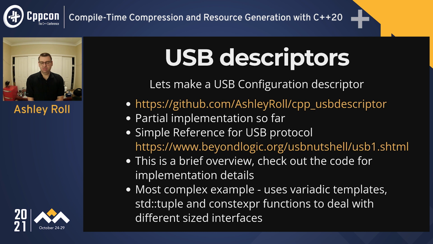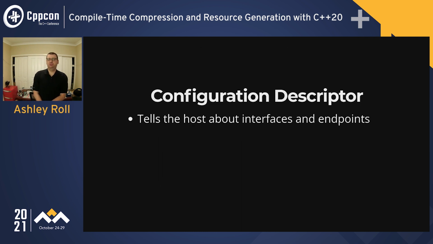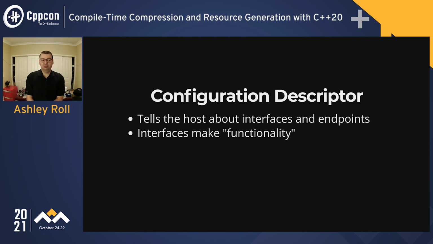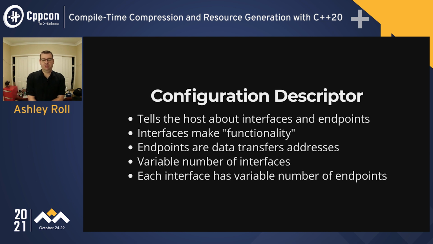So this is a little bit more complex in terms of the types that we use, but it's probably not as complex in terms of the code. So configuration descriptor tells the host about the interfaces and endpoints. The interfaces are really functionality, like an audio stream or a keyboard, and endpoints are the data transfer addresses that are used in the USB protocol to send and receive information. We have a variable number of interfaces per configuration, and each interface has a variable number of endpoints.